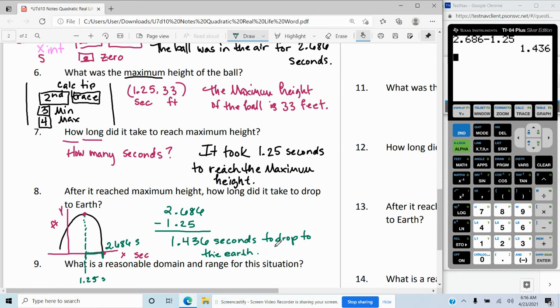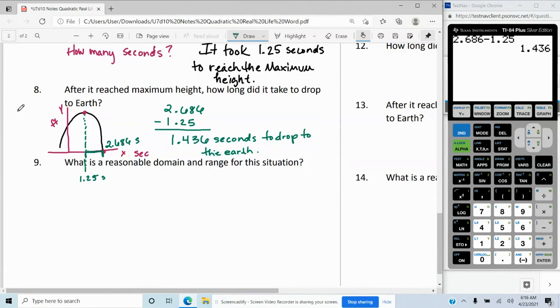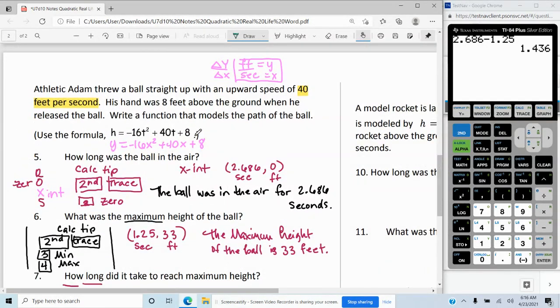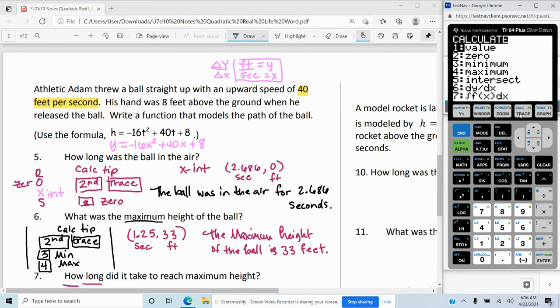All right, and that's how you figure that out. Let's talk about reasonable domain and range, guys, okay? So when we do this, and it's not bad to have this little sketch right here, okay? Remember they said that it started off at 8, right? That number on the end, that's our y-intercept. I'm trying to think if there's a way I can check that. Let's see, second trace.